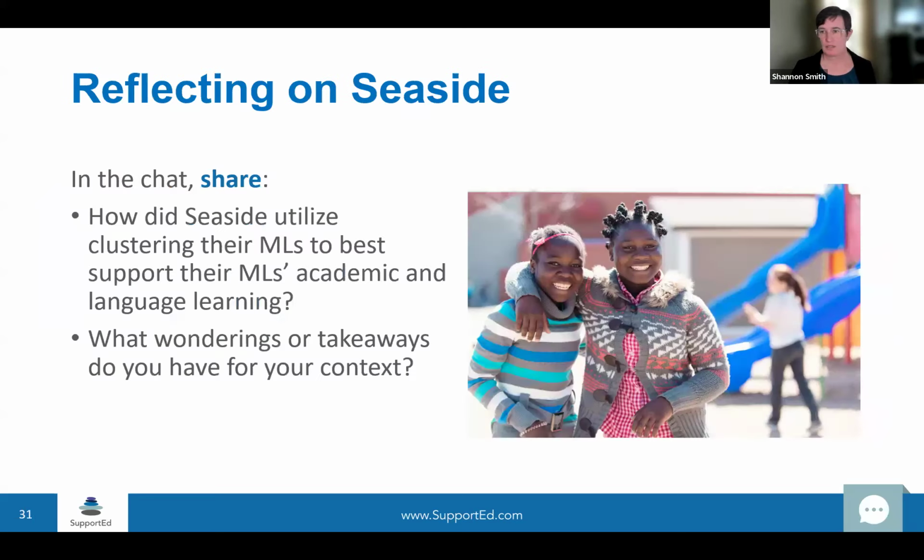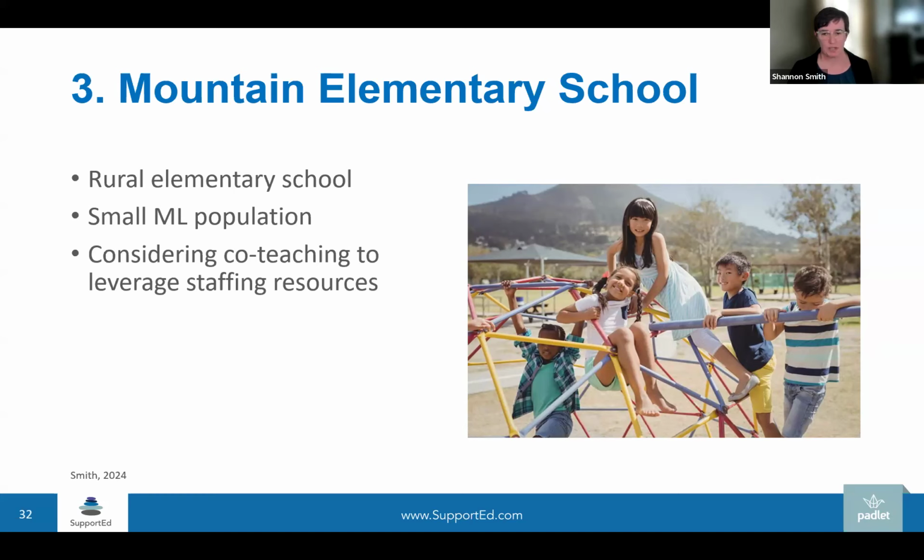And we are at our last school, Mountain Elementary. And Mountain is a rural school with a small ML population that makes up less than 10% of their school. And I know sometimes we've seen some percentages here. Sometimes 10% can still be a large number, and sometimes 10% can be a small number. So I think the percentage of students isn't necessarily indicative of the size of your population.